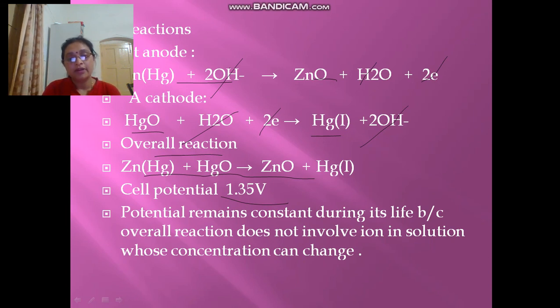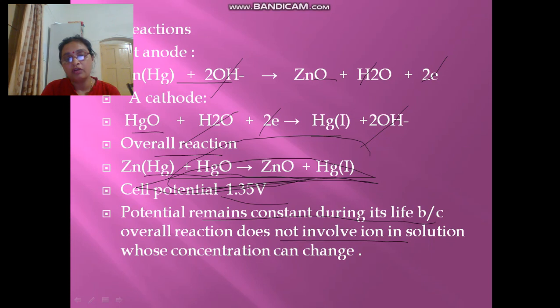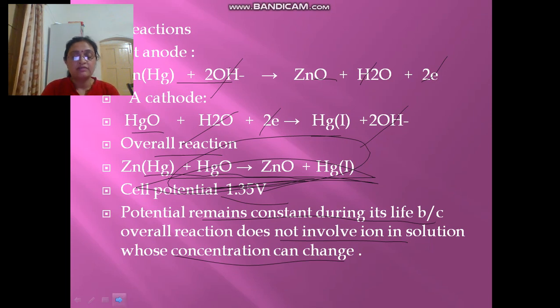Now the most important point here is that its potential remains constant during its life. Why is it constant? Because it does not involve any ion in the solution. In the overall reaction, there is no ion. That means there is no involvement of ions in the solution, so the concentration cannot change and the potential remains the same. So today we have discussed two cells, the dry cell and the mercury cell, and what primary batteries and secondary batteries are, their definitions.